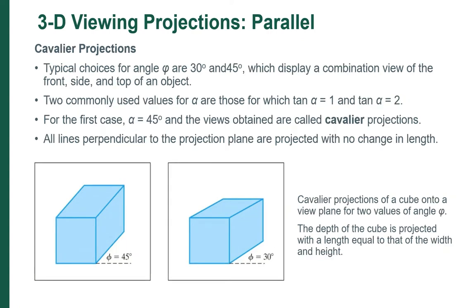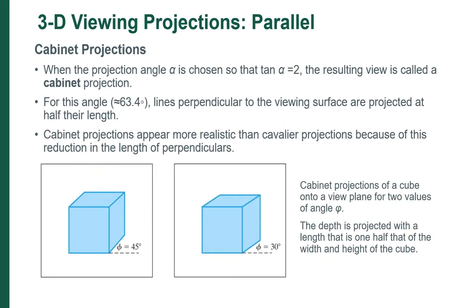Here we can see this is not like a cube. It's like a cuboid, and the length, breadth and height are unequal. And when coming to the cabinet, the lengths are half of their original length. The cabinet projections appear more realistic than Cavalier projections because of this reduction in the length of the perpendiculars.